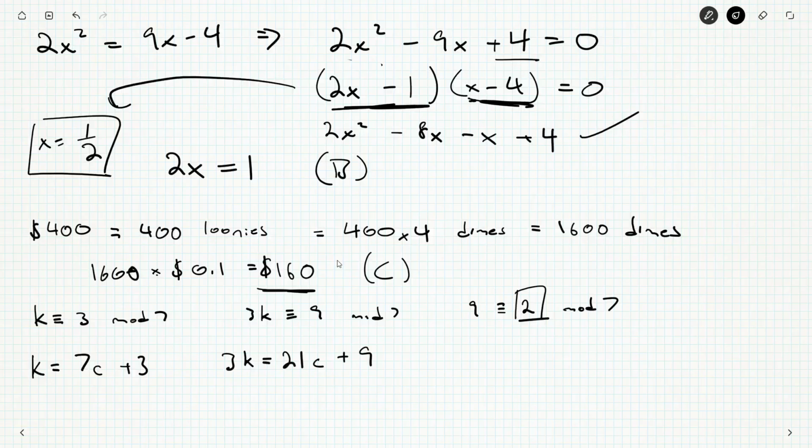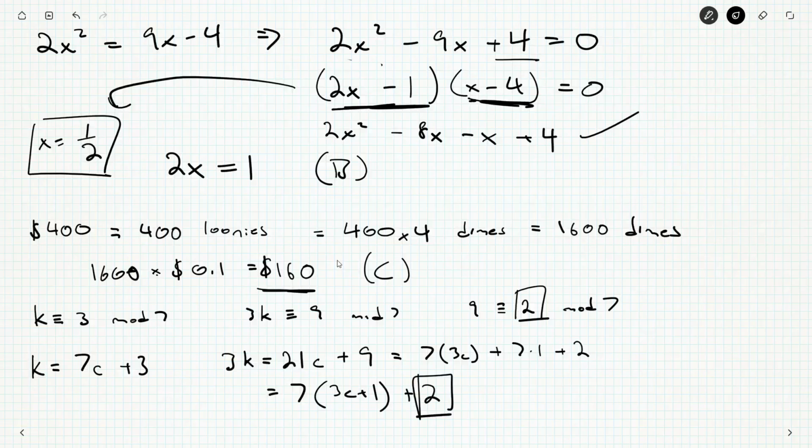Now I want the biggest multiple of 7 in here, and then whatever's left over. Now I get 7 times 3C, but I also get 7 times 1, and then a 2 is left out here. Grouping those together, I get 7 times (3C plus 1), so everyone's going to get 3C plus 1 candies the next time the candies are given out, and there's going to be 2 left over. So again, we get 2 left over.